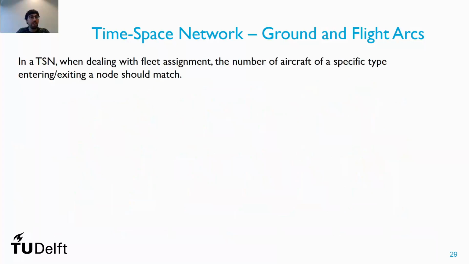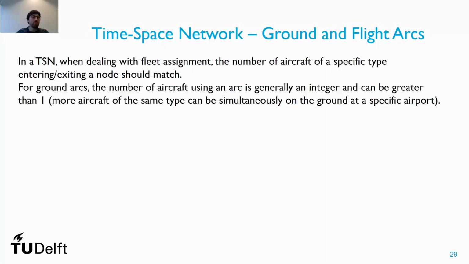So basically, what can we say more about ground arcs and flight arcs? Usually for ground arcs, the number of aircraft of a specific type using an arc can be an integer, which means that it can be greater than 1. And that basically means that you can have 3, 4, 5 aircraft of the same type staying on the ground. Because if you think about it, that's the definition of a ground arc. If an aircraft or a set of aircraft rely on a ground arc, it means within that time step they do nothing. They are just staying on the ground in that airport.